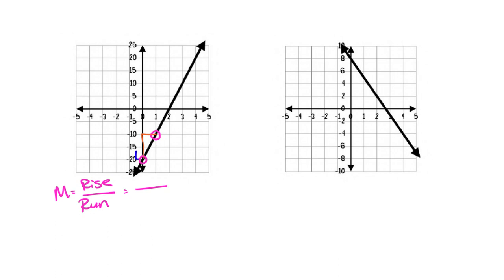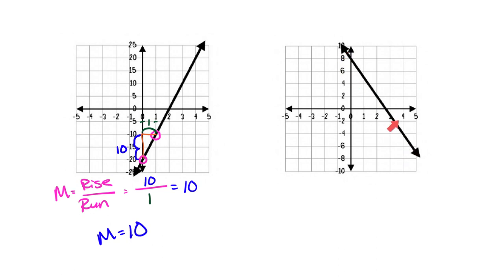So 5, 10. So that is 10. So the rise is 10. And the run, I go from here to here. Look at my x value, 0 to 1. 0 to 1 is 1, so 10 over 1. This is a positive slope, so I know my slope is going to be positive. 10 over 1 simplifies to 10. So m equals 10.